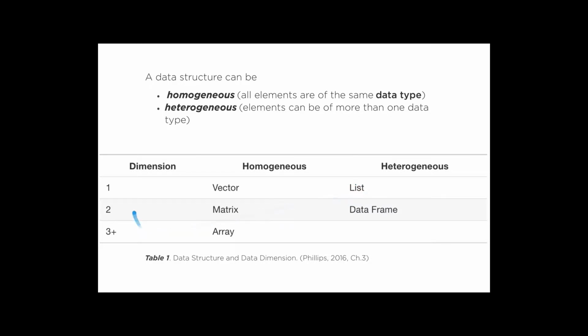On two-dimensional structure, we have matrix for homogeneous, the same data type structure, and DataFrame for heterogeneous. And finally, more than two dimensions, we have arrays. So when you work on your data and you know what type of data it is, you can define what type of data structure you need to build.